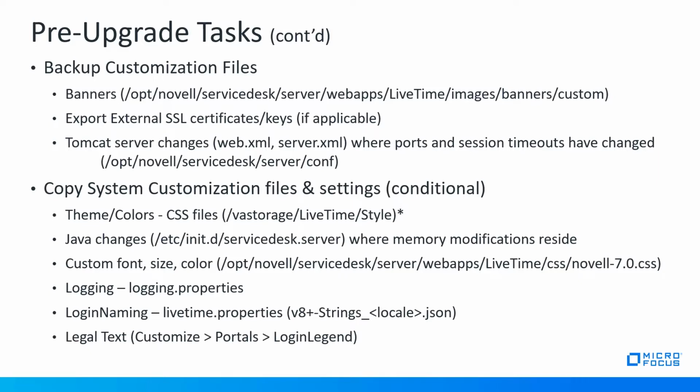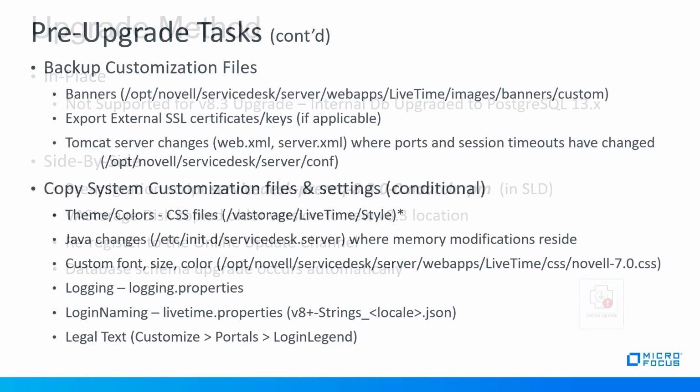And if you've made some modifications to the logging.properties file, meaning your archive files are larger or whatever, any customizations you put in that, make sure you back that up. And then logging naming in the lifetime.properties, if you've made some changes, double check those. And then the legal text, make sure you have that. So in case anything goes awry, you at least have some backups of those to be able to reconfigure those files. Again, only if you've made those changes to customizations.